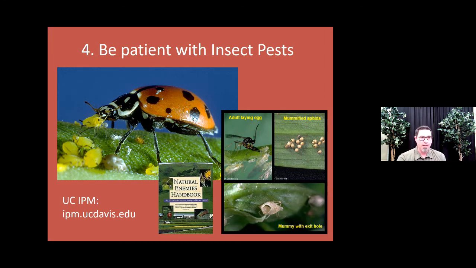So whether it's a ladybug eating aphids or parasitic wasps taking care of aphids, there's lots of beneficial insects. We have a great book, the UC ANR book, Natural Enemies. A lot of that now is online on our UC IPM site. You see the address there. It's in the resources as well.